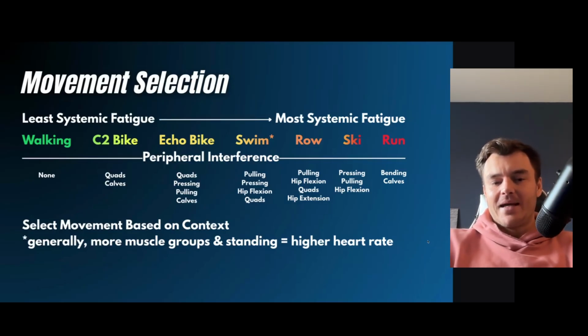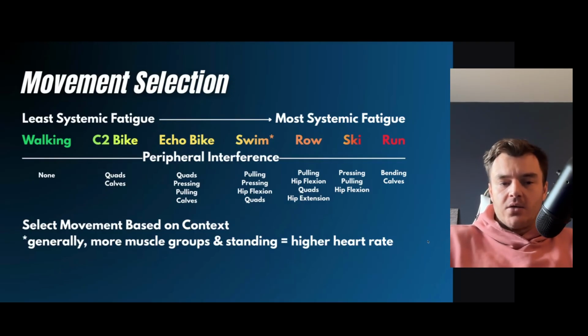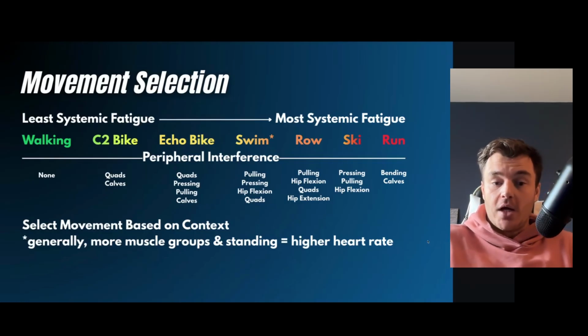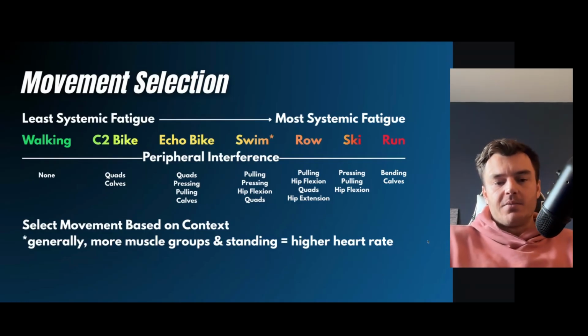The Concept 2 bike has a significant amount of quad interference. If you've ever done a really heavy quad workout and then used the Concept 2 bike, it is quite uncomfortable. So that is something to be aware of, although other than that, it is relatively easy compared to the other cyclical modalities.